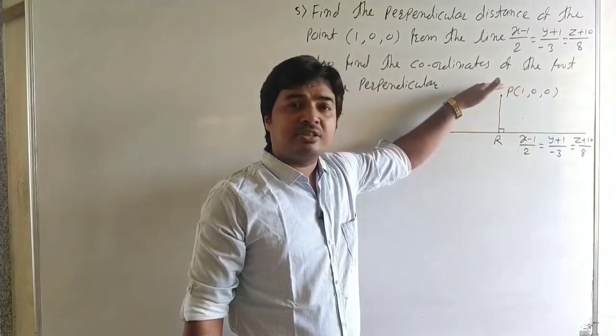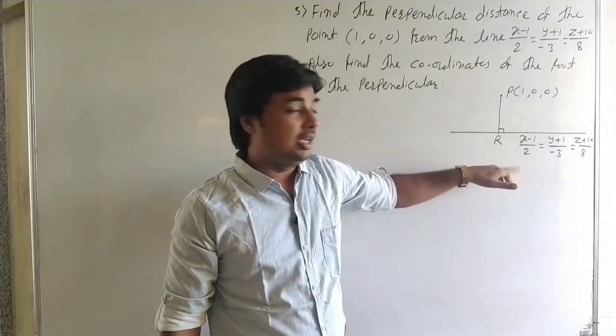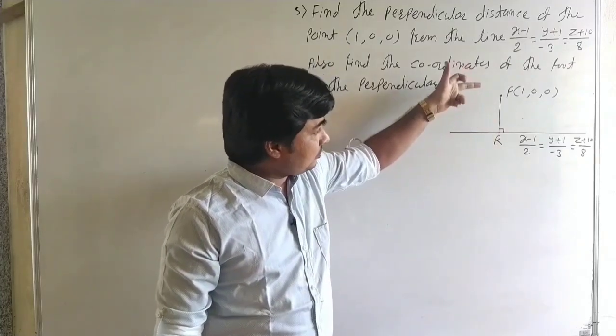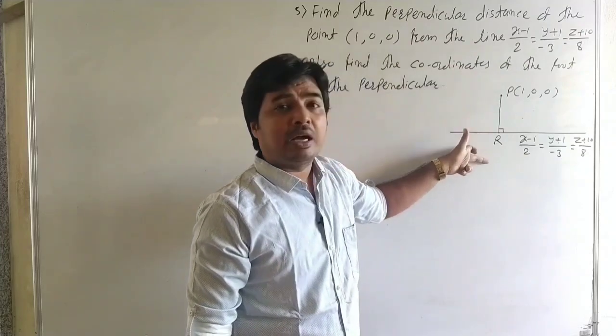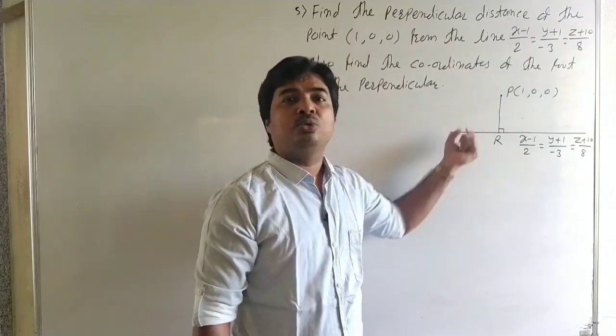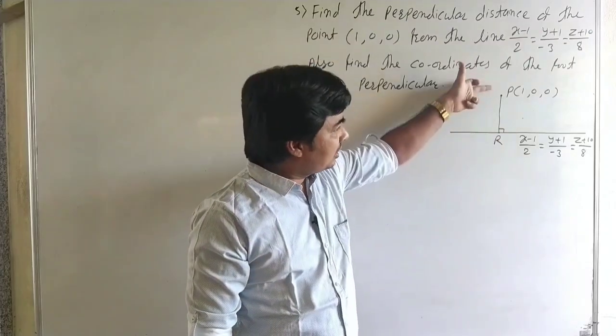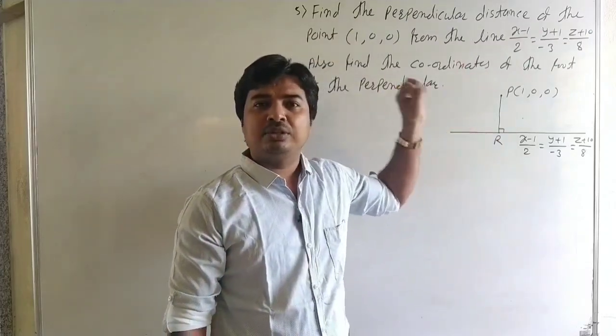We want to find the distance of point P from this line, and R is the foot of perpendicular. That means we want to find the length of PR. So first we find the coordinates of the point R, and then we find the length between P and R by using the distance formula.